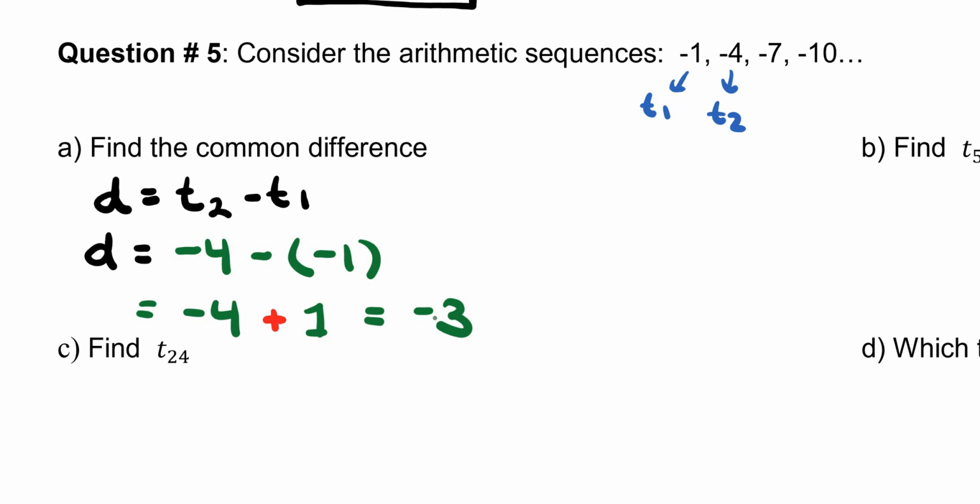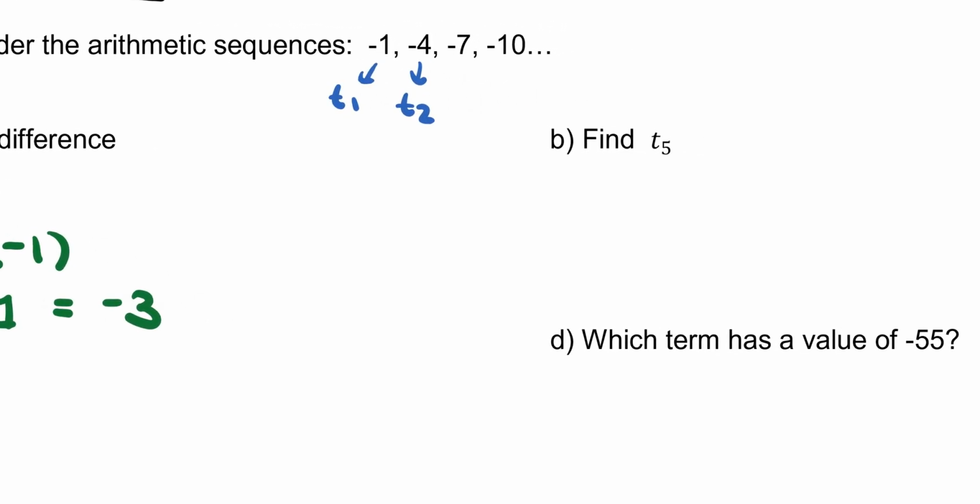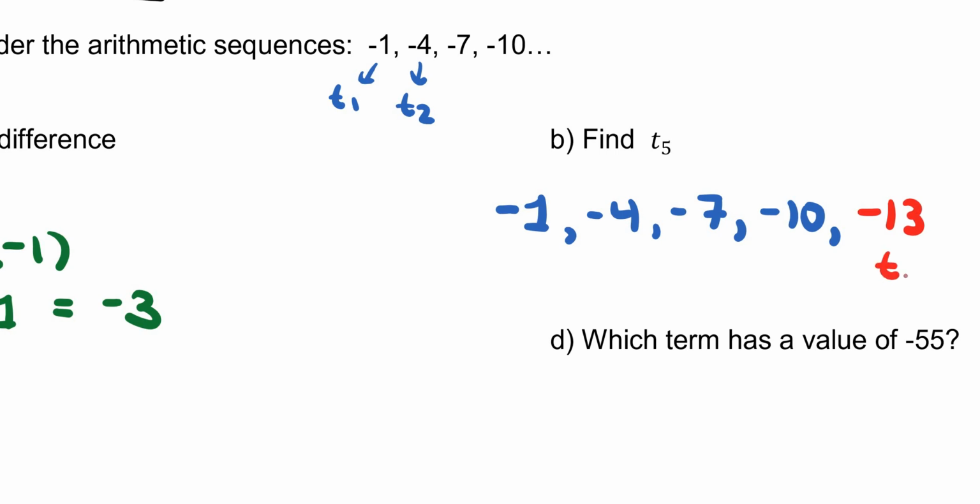All right, so my common difference is negative 3, and we can also see that by inspection. And if I want to find my fifth term, let's go ahead and just write out the terms here. Here's my first term, second term, third term, fourth term, and my fifth term, we just subtract 3, which is negative 13. So this is my fifth term right there. So my fifth term is going to be negative 13.